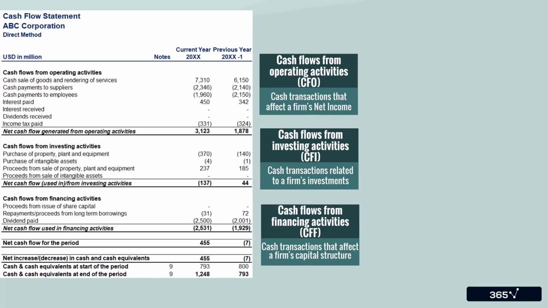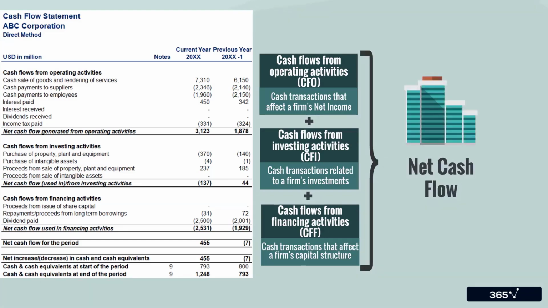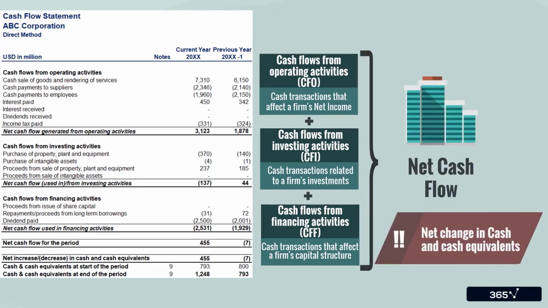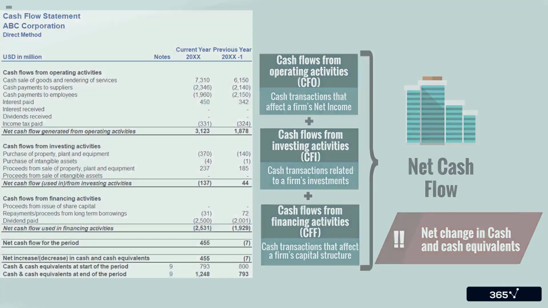The sum of the three gives a company's net cash flow. This figure should reconcile the difference between the cash balance at the end of the current period and the amount of cash outstanding at the end of the previous period. This is an important rule we'll use in the videos to come.